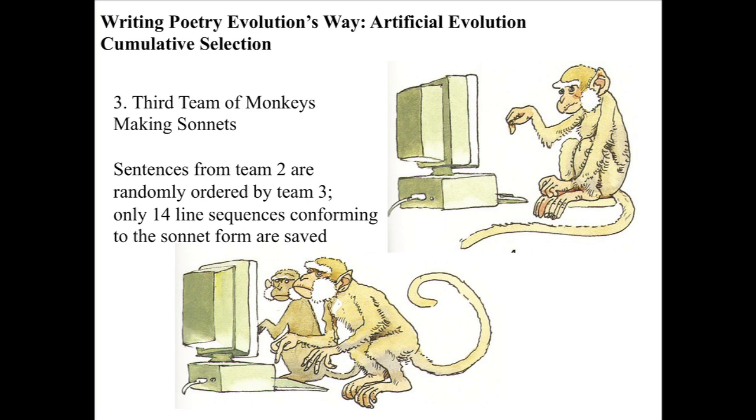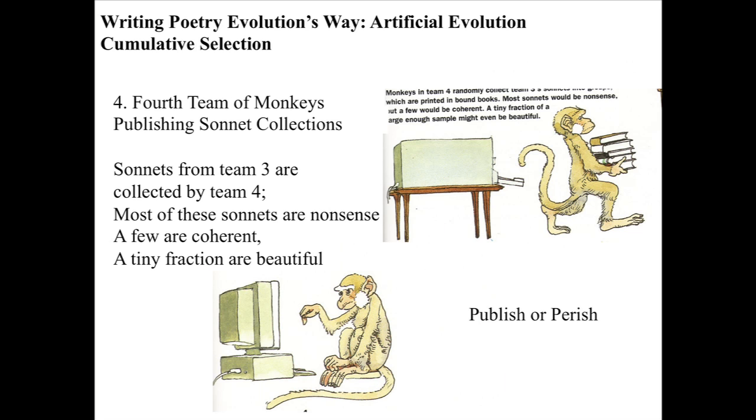The third team of monkeys is making sonnets. Sentences from team 2 are randomly ordered by team 3. Only 14-line sequences conforming to a sonnet form are saved. The fourth team of monkeys are publishing sonnet collections. Sonnets from team 3 are collected by team 4. Most of the sonnets are nonsense. A few are coherent. A tiny fraction are beautiful. So, publish or perish becomes the final selection pressure.